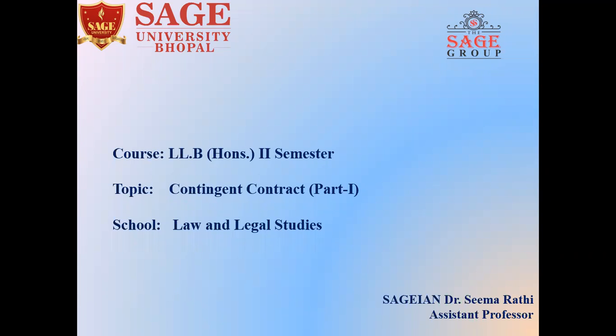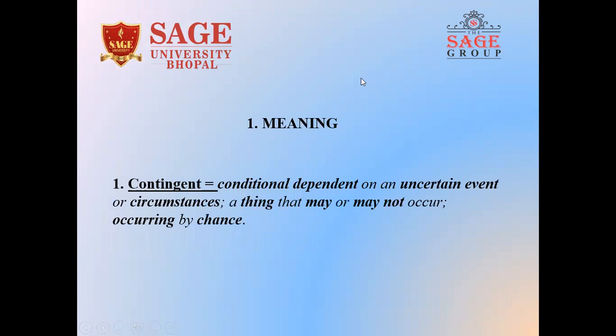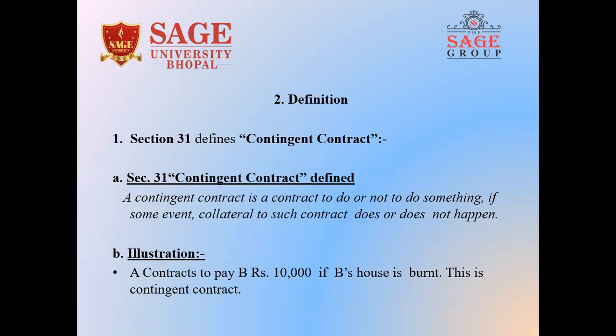My today's video lecture is on contingent contract. Meaning: contingent means conditional, dependent on an uncertain event or circumstances, a thing that may or may not occur by chance. Now, definition.